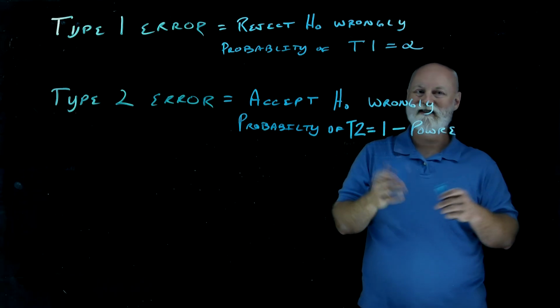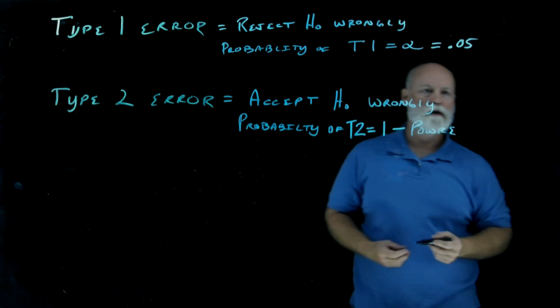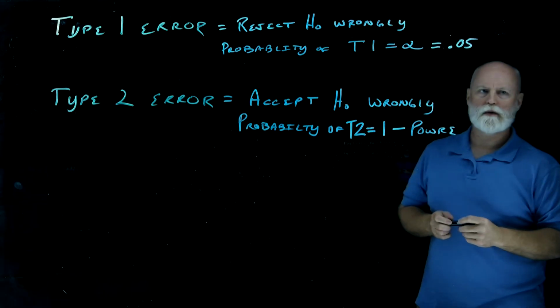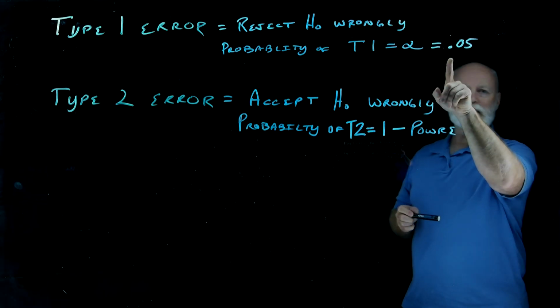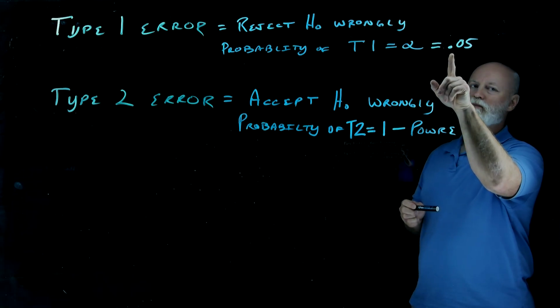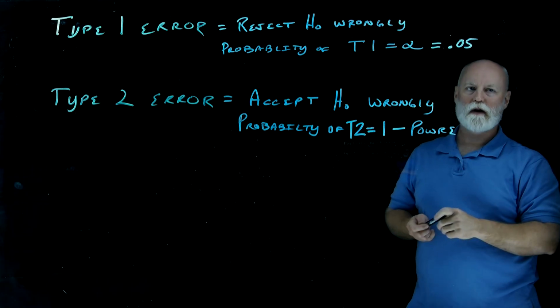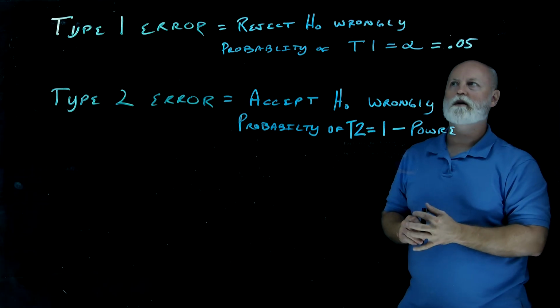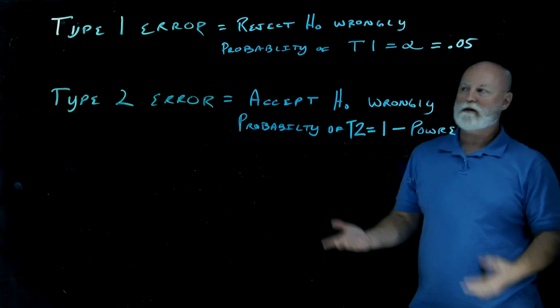Okay? So let's just say that we set our significance level to 0.05, which is our default significance level when we do hypothesis testing. And the idea there is this tells us the probability of us rejecting H naught wrongly, which is 0.05. So 5% of the time we're going to falsely reject H naught. Now, some people say, oh, that's pretty high. It's like, how can we actually trust that?